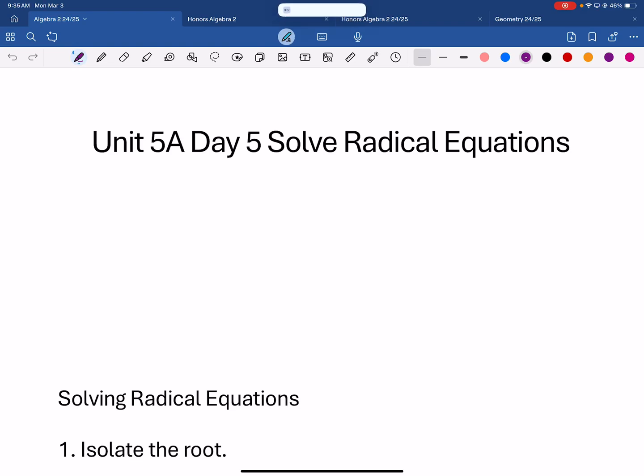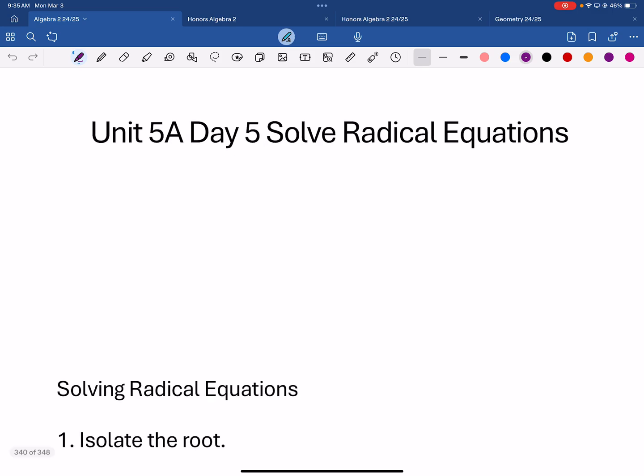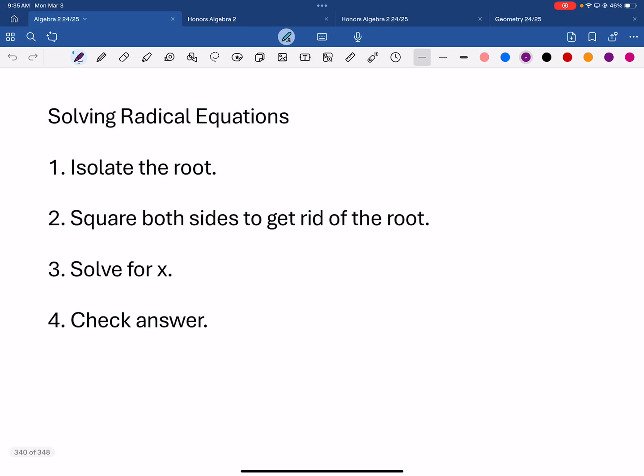We'll work on solving radical equations and how the process goes. In the end, what we want to do is find the value of x or y, or find the variable. In order to do that, we're going to go through a four-step process. It's always the same process when you're solving radical equations, whether they're linear, like you're going to have today, or quadratics, like you're going to have tomorrow.